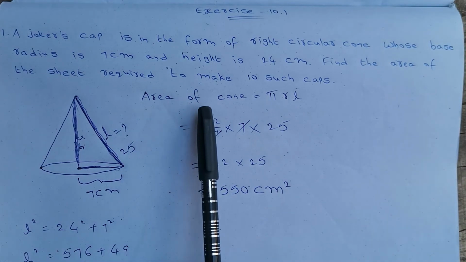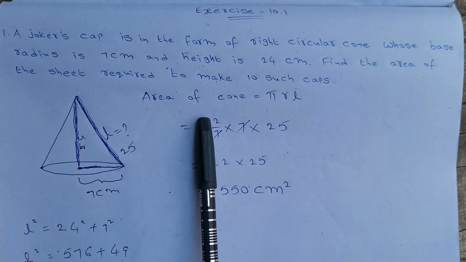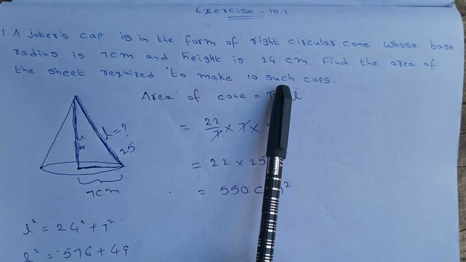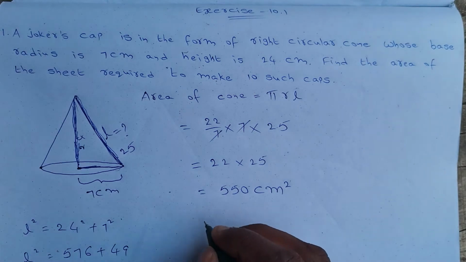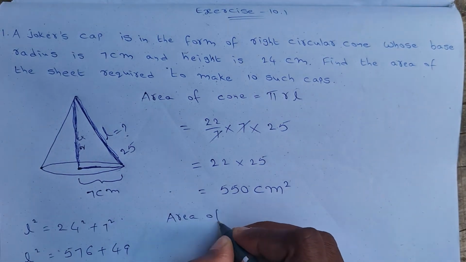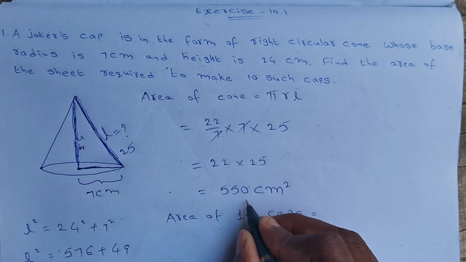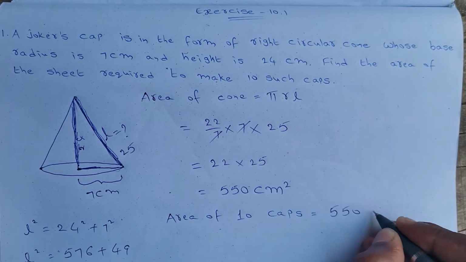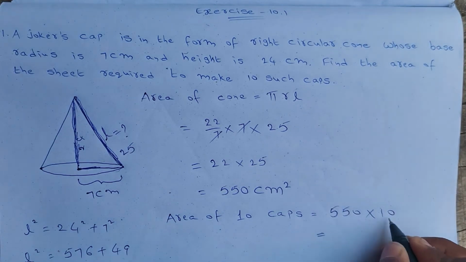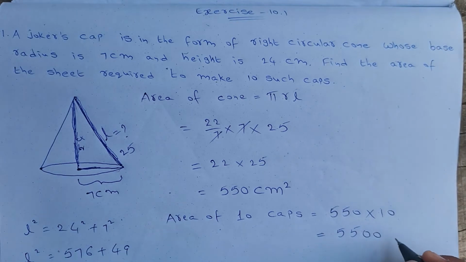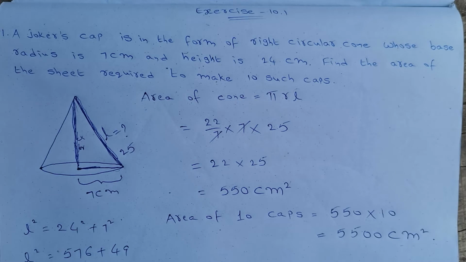This is the area of only a single cone, but he is asking to find the area of 10 cones. So simply multiply this with 10. 550 into 10: 55 ones are 55, then 2 zeros. And we are finding area and all the measurements are in centimeters, so it will become centimeter square. So the area of 10 such joker caps is 5500 centimeter square.